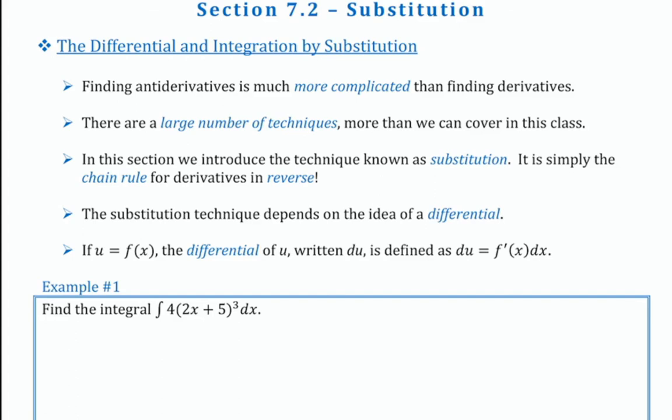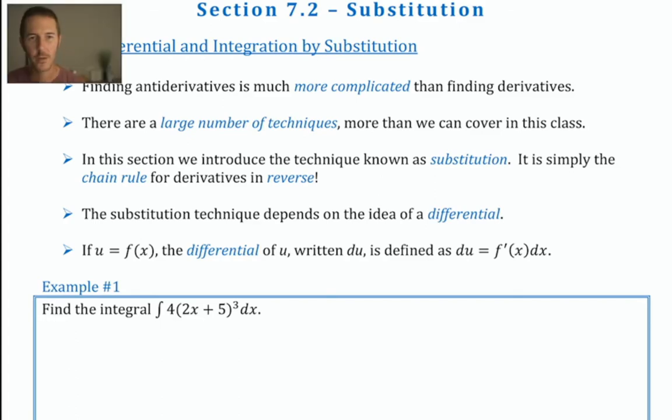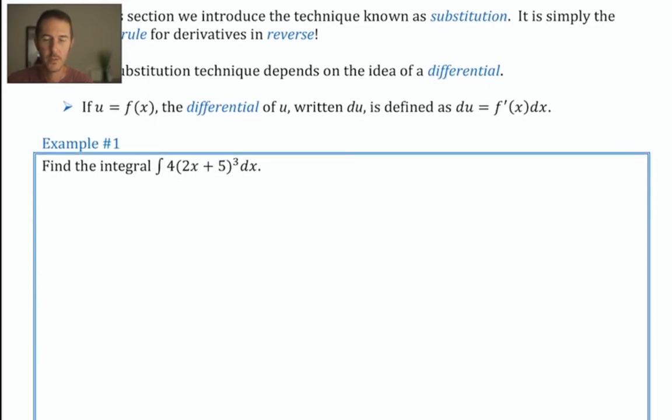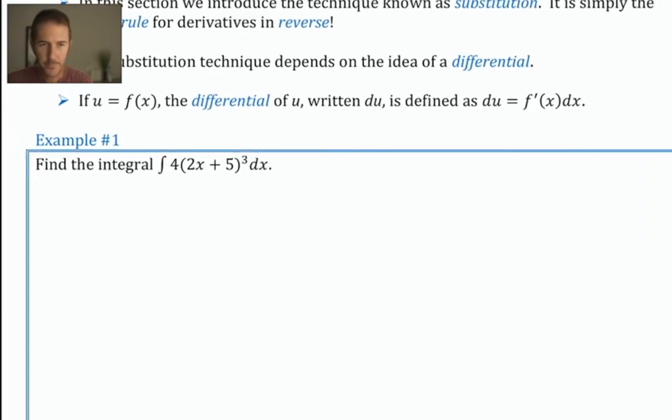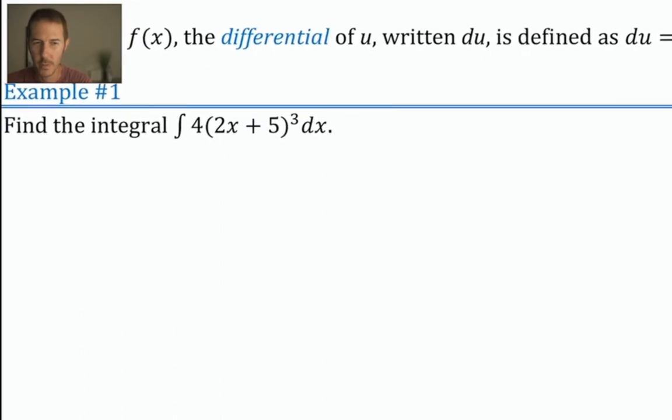Maybe the most important thing is that middle bullet that says, in this section we introduce the technique known as substitution. It is simply the chain rule for derivatives in reverse. And that is 100% correct. So let me show you what that looks like. It's not as evident here, but it will be in the next couple of problems that we do.